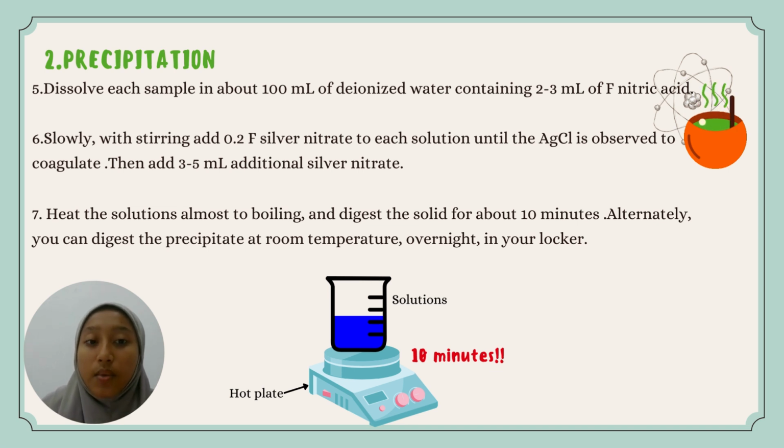And then in order to obtain a large size of the precipitate, we must slowly, with stirring, add 0.2 F silver nitrate to each solution until the AgCl is observed to coagulate. Then add 3 to 5 ml additional silver nitrate. And then continue to heat the solution to almost boiling point and digest the solid for about 10 minutes. Alternatively, you can digest the precipitate at room temperature overnight in your locker.